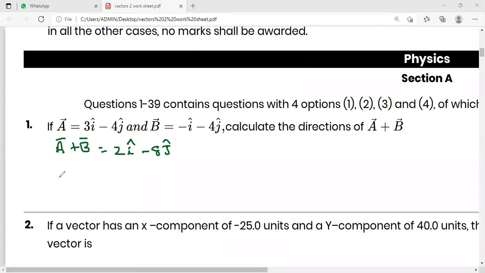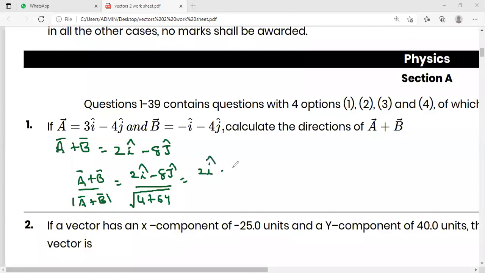But they're asking only for the direction. Direction means you have to take the whole vector divided by the magnitude of that vector. That only gives direction. The whole vector is 2i cap minus 8j cap. And what is the magnitude? Root over 2 square plus 8 square. How much? 4 plus 64, 68. So it is 2i cap minus 8j cap by root 68.